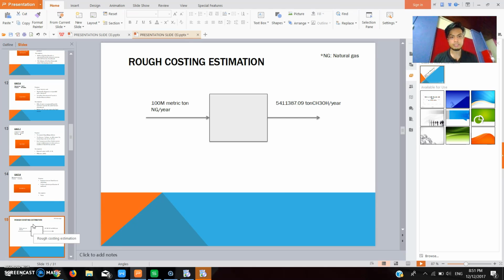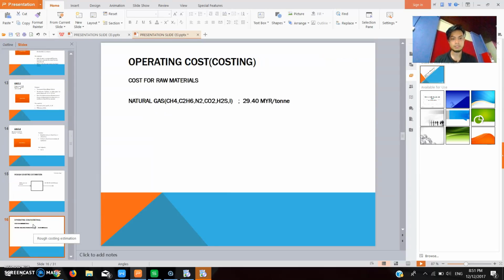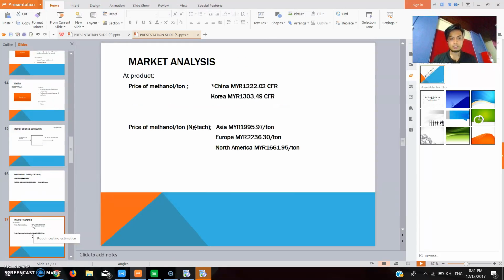This is rough costing estimation. We have given a feed of 100 million metric ton and we might produce 541387.09 ton of methanol per year. Operating cost for raw materials: our raw material is natural gas and our price is 29.40 ringgit per ton. At product, for our price of methanol, we chose China as our price as it is the least among the other four prices of methanol.